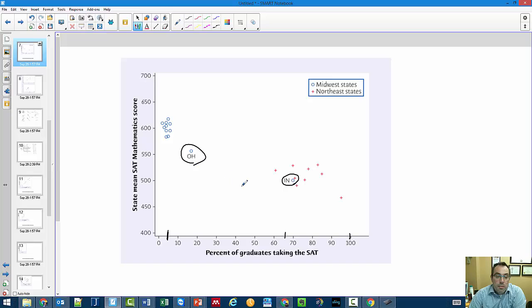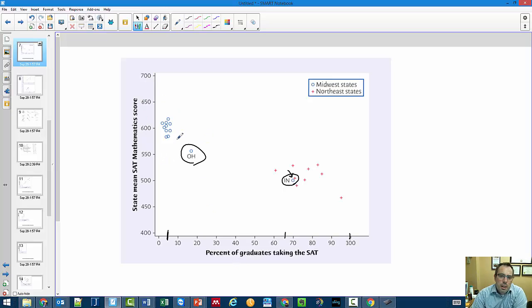But so we've got those states kind of listed here. Or no, excuse me, here's Indiana, the circle out here. So Indiana, from the Midwest states, is really a big outlier, because it's way over here. So I guess that's why they labeled that one as Indiana. It is a Midwest state. I didn't notice the circle on there.